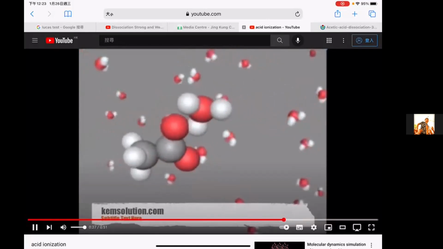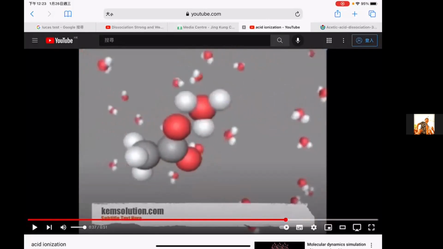What will happen when these two chemicals meet? Acetic acid reacts with water to form hydronium ion. It seems like the acetic acid, the ethanoic acid, loses its hydrogen ion, while the hydrogen ion now forms the dative covalent bond with water, so to form hydronium ion. How do we call this process?